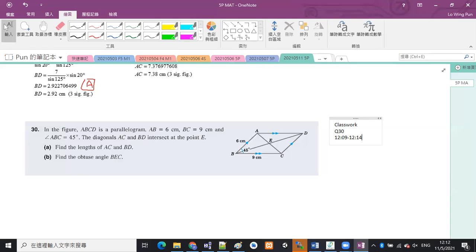No, it's very straightforward. Just think about this. Just think. Do you agree? So at least part A is straightforward.